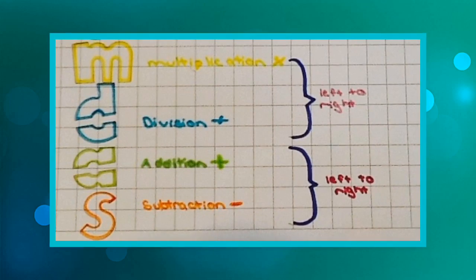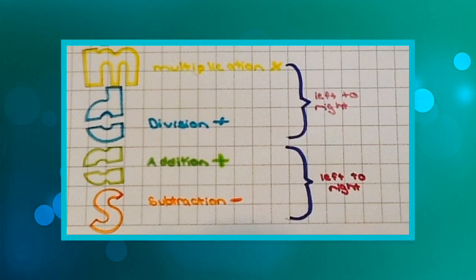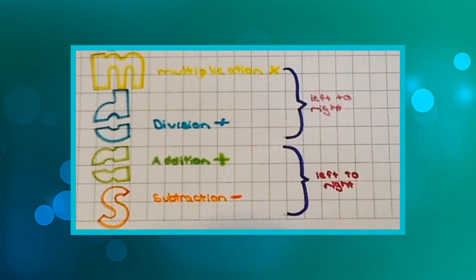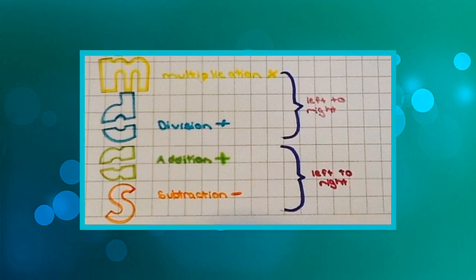When you have a problem that has first division, then multiplication, you need to do it left to right, and the same with addition and subtraction, left to right.